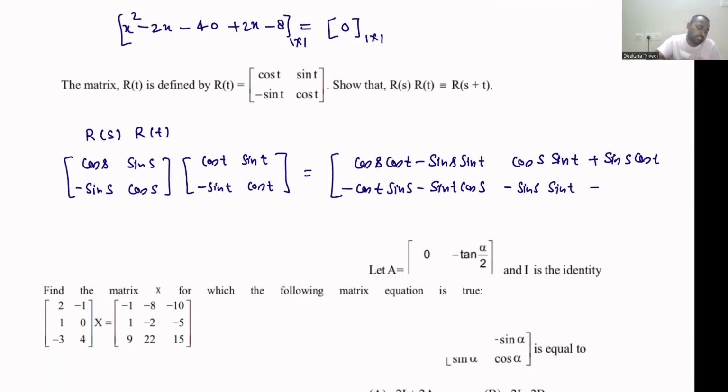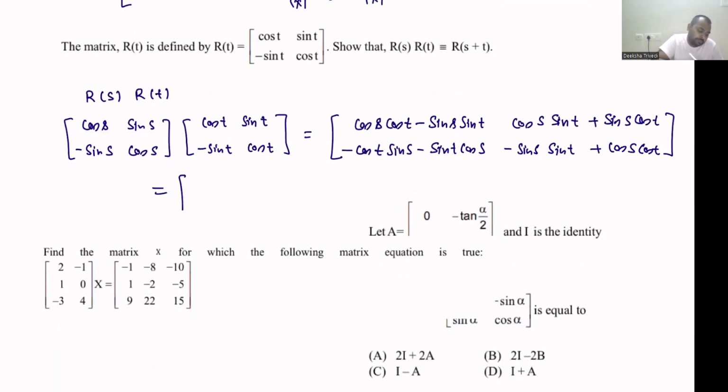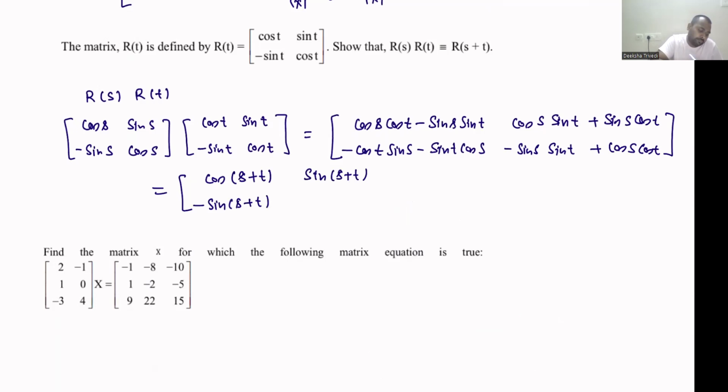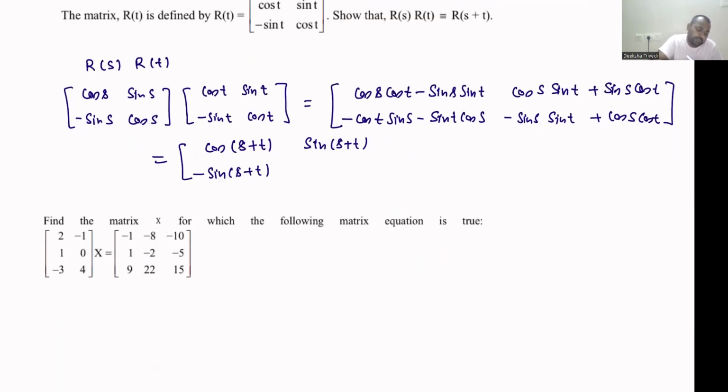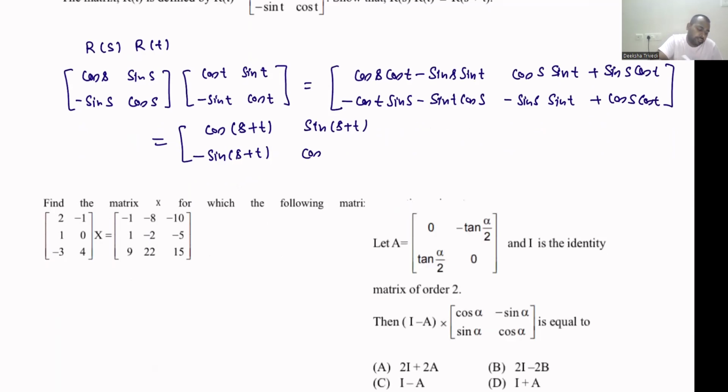Now we use the result for cos of A plus B. So this becomes cos of S plus T. This becomes sine of S plus T. This becomes minus sine of S plus T. And the last becomes cos of S plus T. And this is nothing but R of S plus T. So easily we can say R(S) into R(T) is R of S plus T. Am I correct or not?